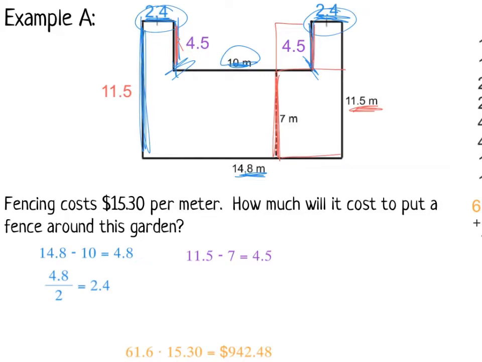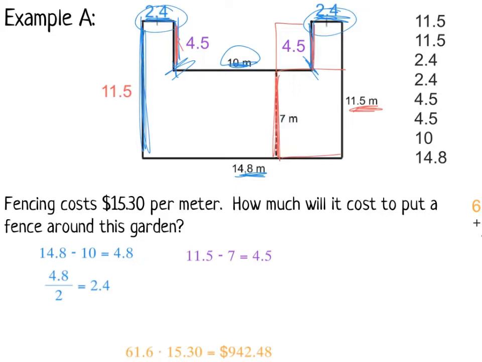Now that I've figured out all the different sections of my problem, I'm going to just add them up so I can figure out the total perimeter. I'm going to list all the sides that I'm adding. So I'm adding two 11.5s, two 2.4s, two 4.5s, the 10, and the 14.8.